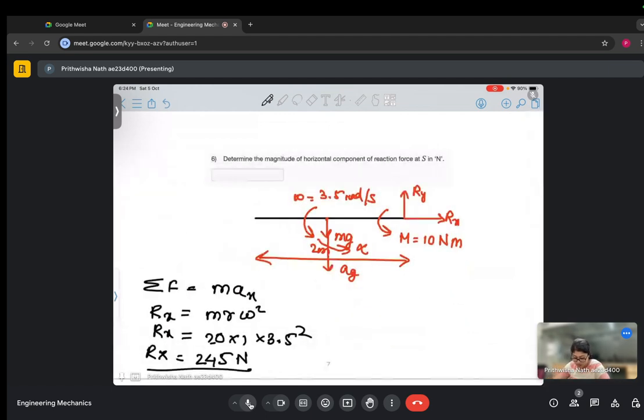So summation of Fx equals m into ax. So Fx is nothing but Rx, and ax is r omega square. So we know all the quantities m, r and omega. So we just need to substitute. M is 20, r is 1, and omega is given as 3.5. So from there we are getting Rx to be 245 Newton.